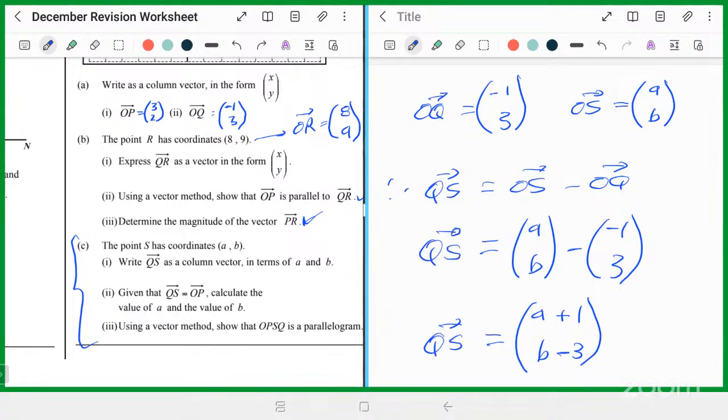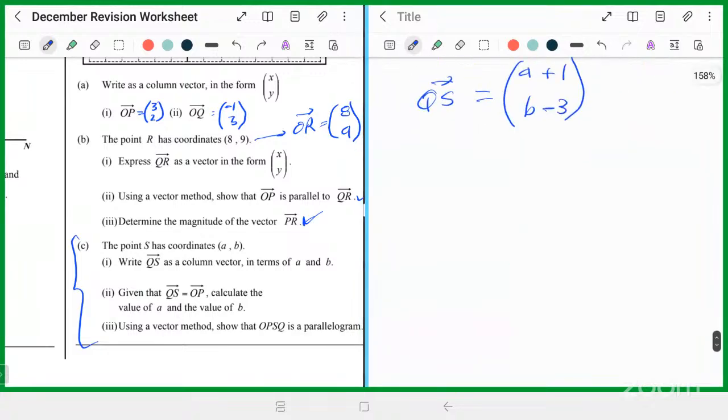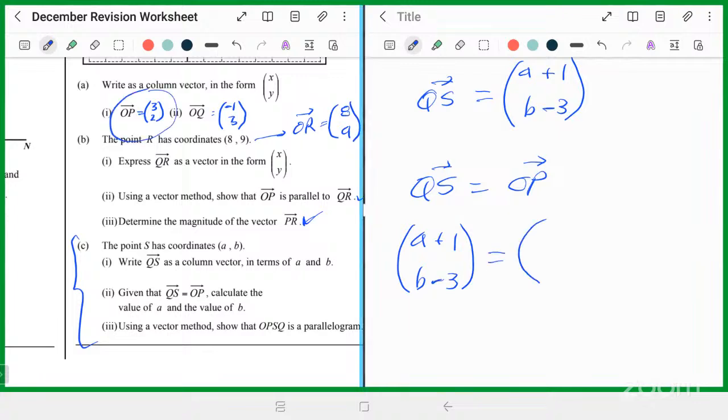Want to go to that? Yeah? It says now, given that QS is equal to OP, calculate the values of a and b. QS is equal to OP. So let's equate them. QS is this one. It means that (a plus 1, b minus 3) is equal to OP. OP is this one, 3, 2.